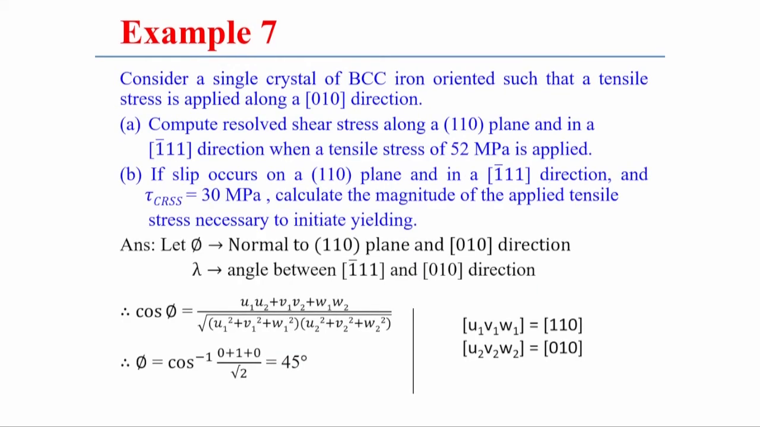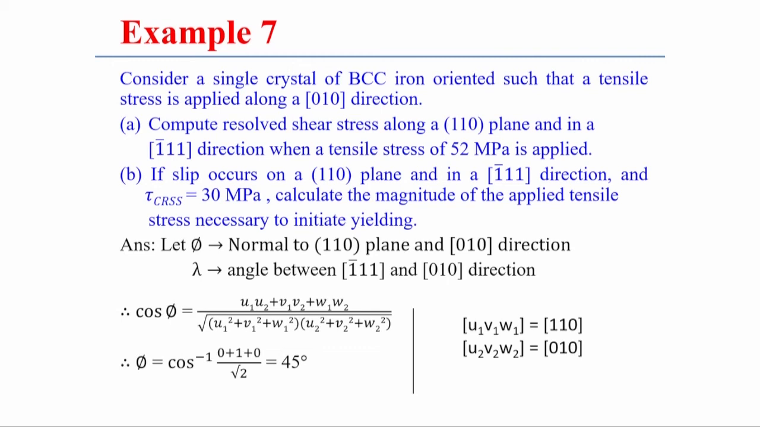If you look into the next problem, we need to consider a single crystal of BCC iron oriented such that a tensile stress is applied along the 0-1-0 direction. So it is well defined: the tensile stress is acting along one specific direction among x, y, and z. Compute the resolved shear stress on the 1-1-0 plane and in the -1-1-1 direction when a tensile stress of 52 megapascal is applied. This is the first problem.